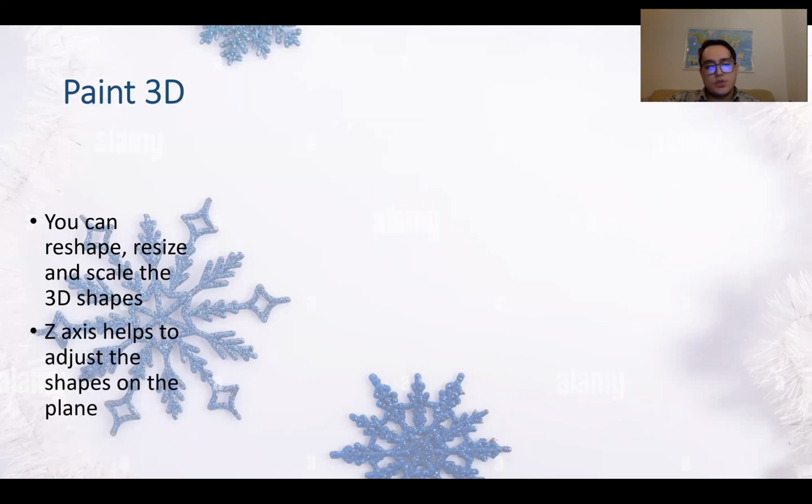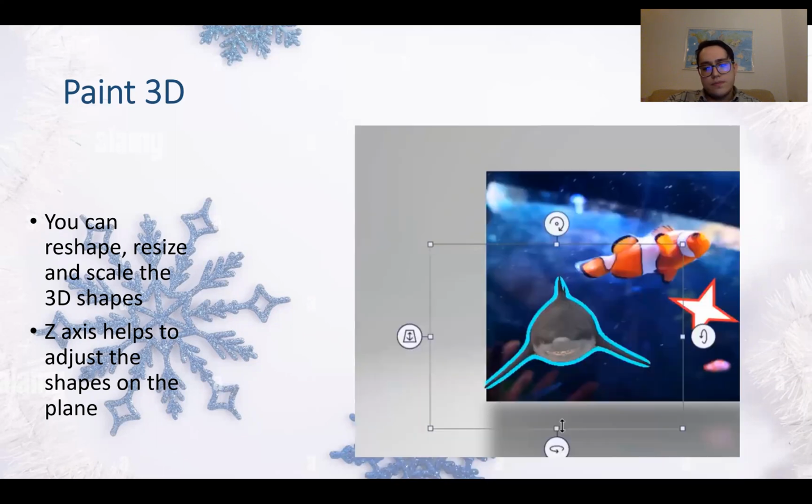Z-axis helps to adjust the shapes on the plane. So you can adjust the animal to be closer or further away.